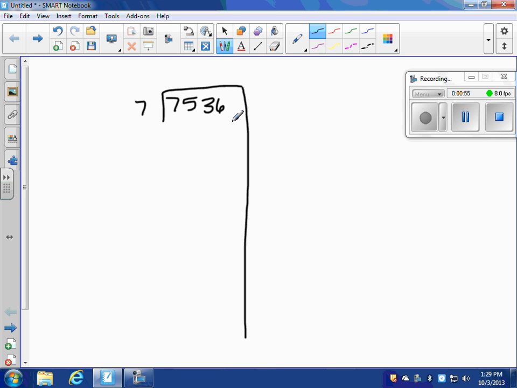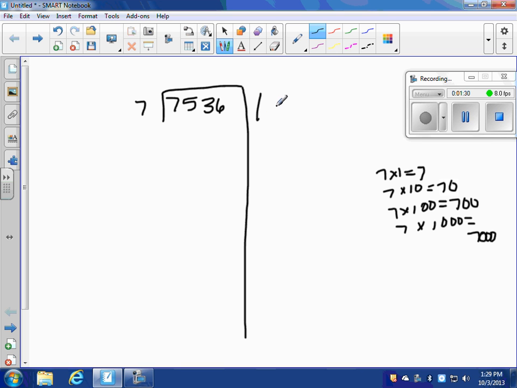So in this case, I've got 7,536 divided by 7. Well, I know that 7 times 1 equals 7, and I know 7 times 10 is 70. I know 7 times 100 is 700, and I know 7 times 1,000 gives you 7,000. So I'm going to start off with 1,000.